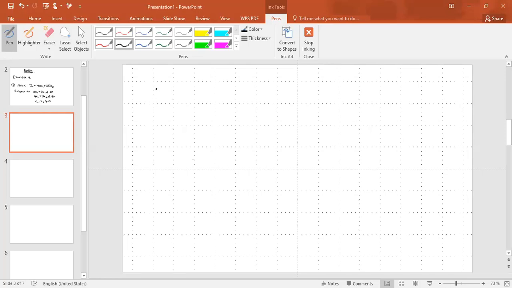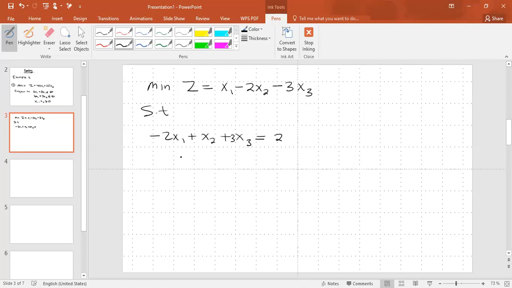Okay, minimize Z equals x1 minus 2x2 minus 3x3, subject to the constraints: negative 2x1 plus x2 plus 3x3 less than or equal to 2, then 2x1 plus 3x2 plus 4x3 equals 1.